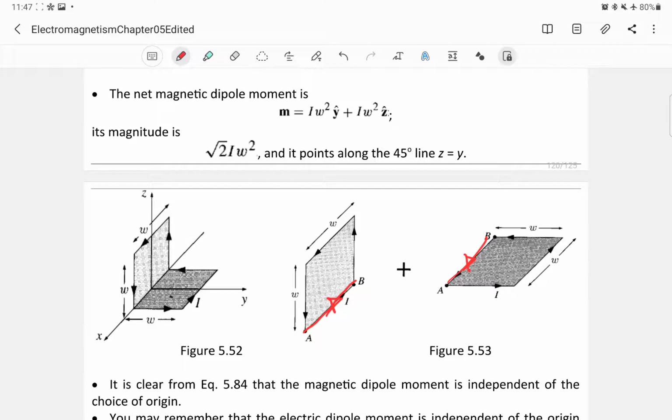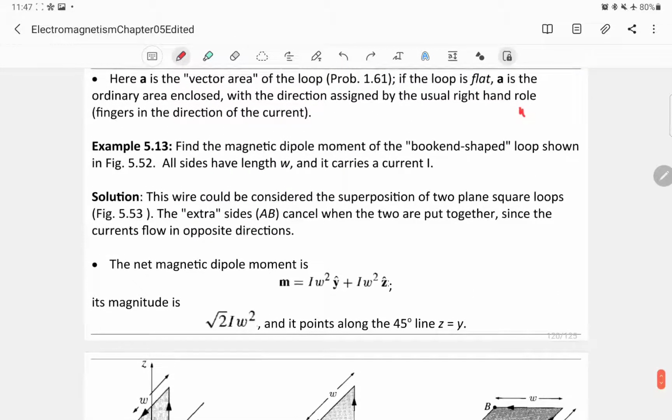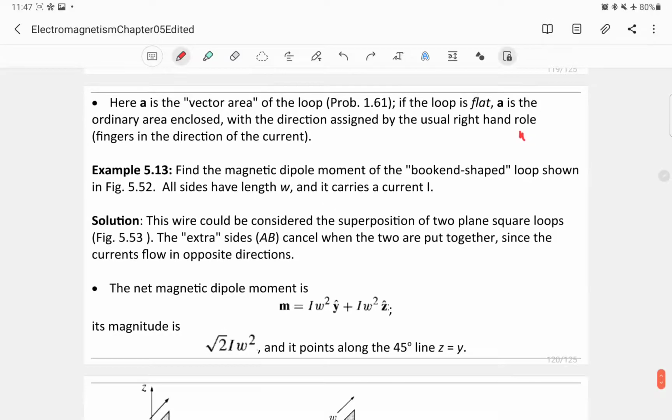So going back, you could consider the wire to be a superposition of two plane square loops in figure 5.53. The extra sides AB cancel when the two are put together, since the currents flow in the opposite directions there.